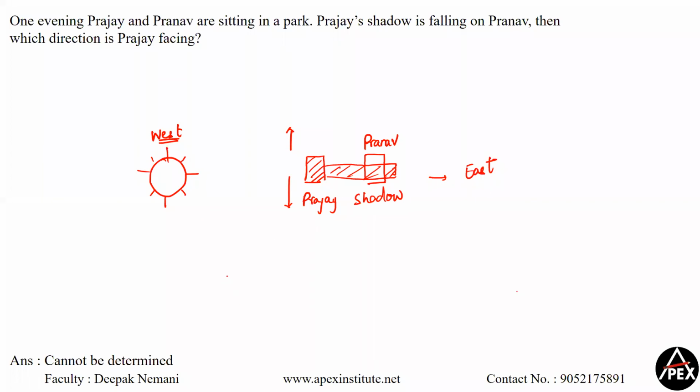Do we have any change in the direction of the shadow of Prajay? No, isn't it? So Prajay can sit either facing south or facing north. Or they can also be talking facing each other, facing opposite to each other, then in that case he will be sitting facing west. So do we have a definite direction of Prajay? No, it can be any of these four, because it is not given to us that Pranav and Prajay are sitting facing each other. So nothing is given in the question, so you cannot assume.